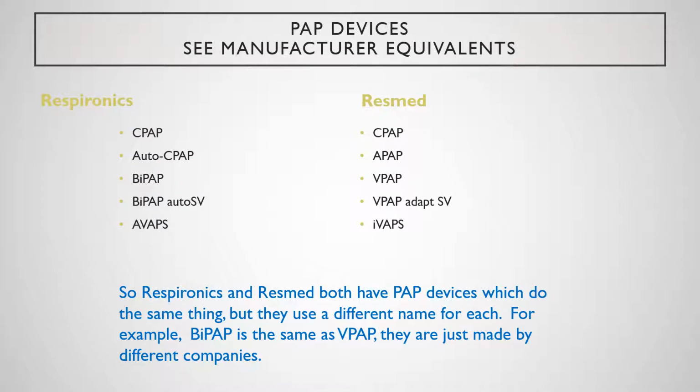Okay, as I mentioned in the previous slide, different PAP devices are made by predominantly two different manufacturers. And here I've just given you a list. So Respironics is one company, and the machines they use are CPAP, Auto CPAP, BiPAP, BiPAP Auto SV, and AVAPS. ResMed, on the other hand, the terms they use for the same type of device is CPAP, APAP, VPAP, BPAP, Adapt SV, and IVAPS. No way do I expect you to know these different terms. I just want you to be aware.